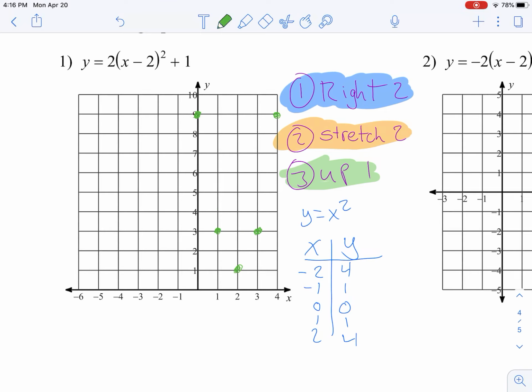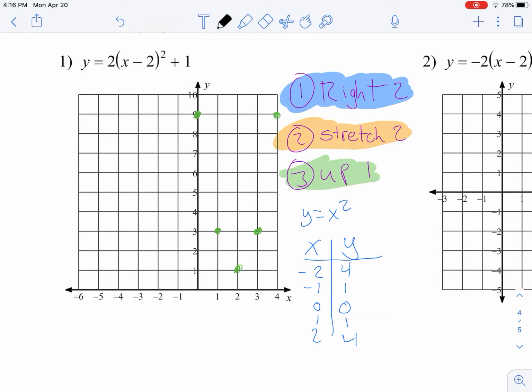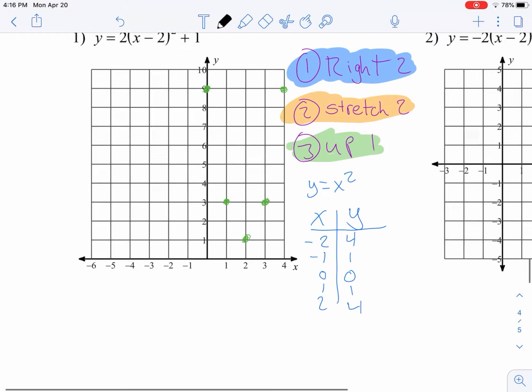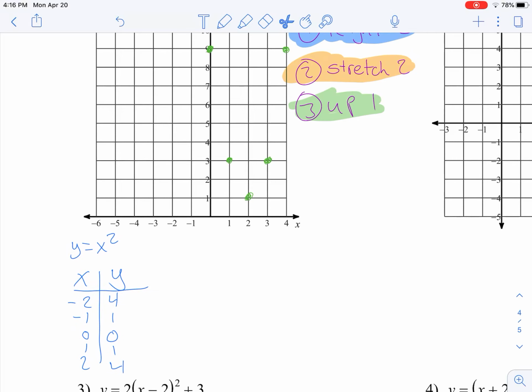I'm doing it on my iPad. It makes it really easy to erase things. Had you not erased anything, you would have all kinds of points there, and it gets really confusing. So there's no real math. We're just moving each point, but it gets confusing. So I'm going to show you. I'm going to leave these green points. I'm also going to leave my parent graph.